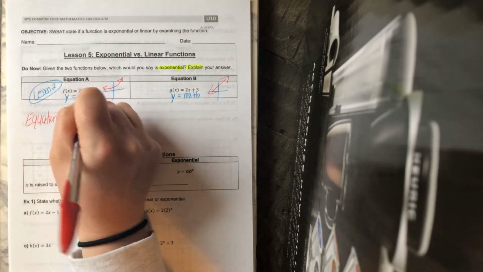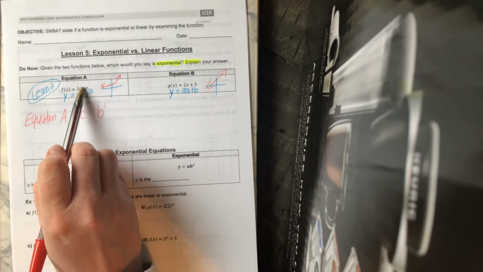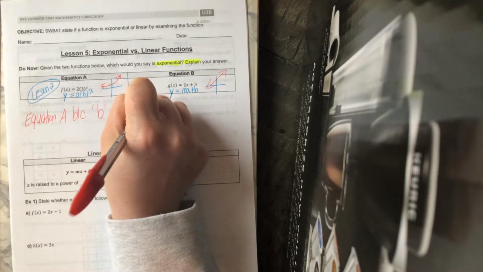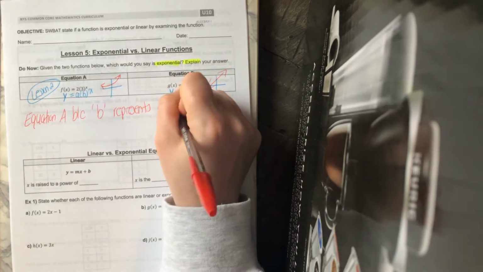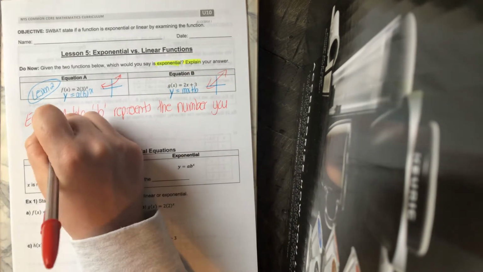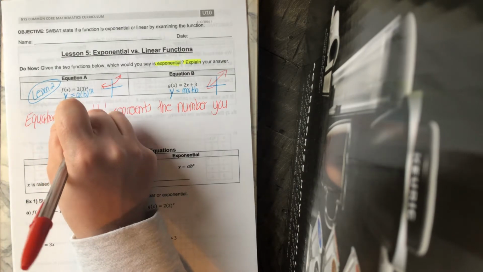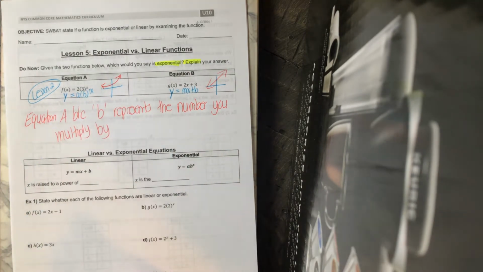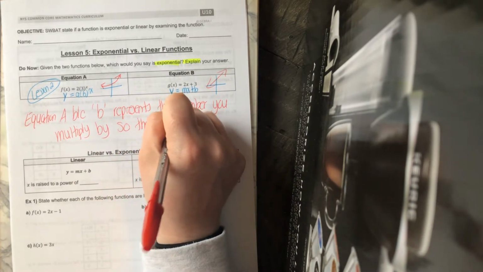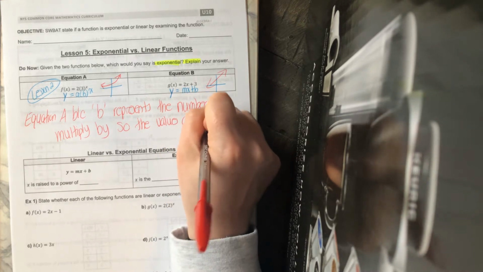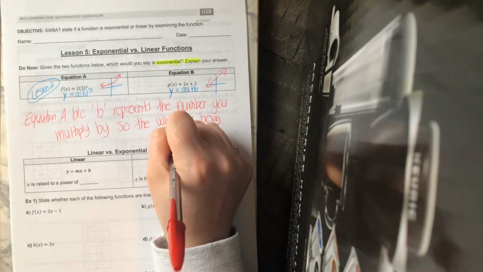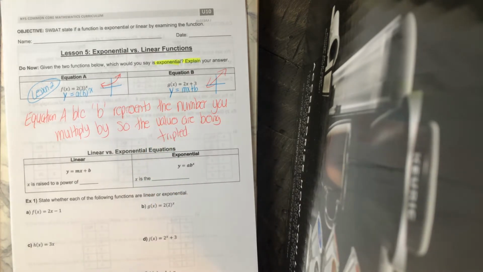And I know it's equation A because that B value, where the 3 is, represents the number you multiply by. So I know that those values are being tripled, since my B value is 3.